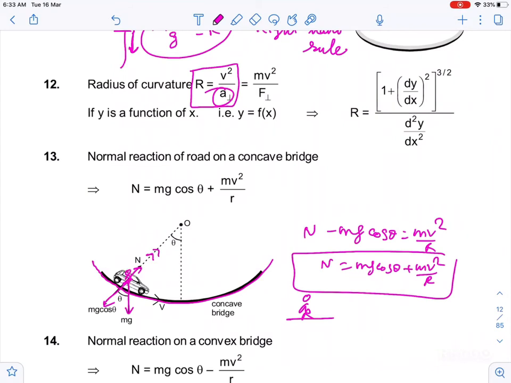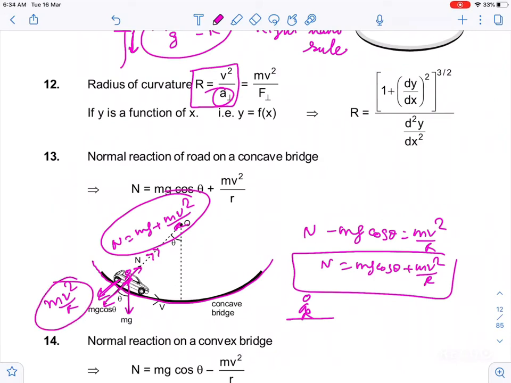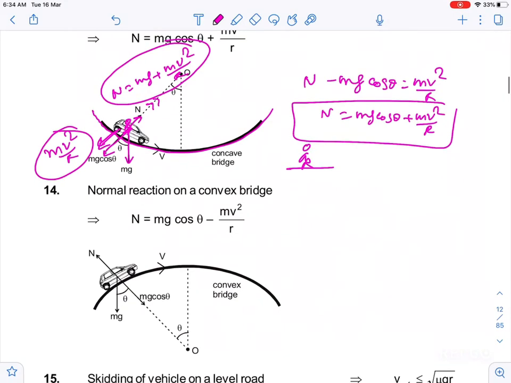Now guys, if someone is sitting in the car and writing the expression, he will feel that centrifugal force is acting away from the center because he is in an accelerated frame. So he will write mv square by r this side. So he will write directly N is equal to mg plus mv square by r. Keep in mind this depends upon the frame of reference. Here you are applying pseudo force or centrifugal force when you are analyzing with this frame of reference.